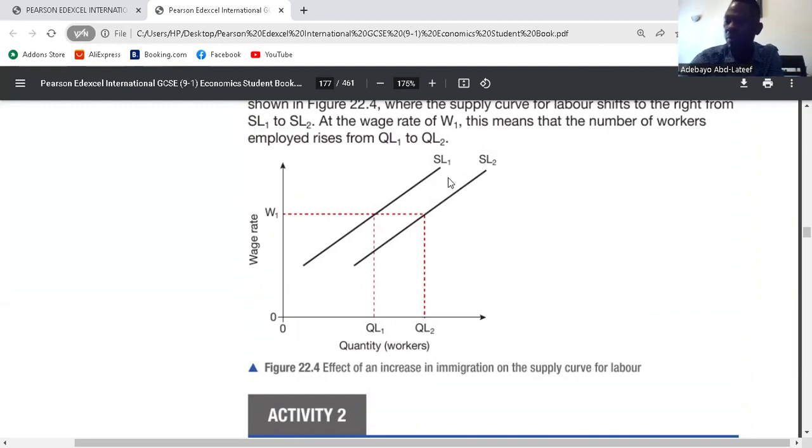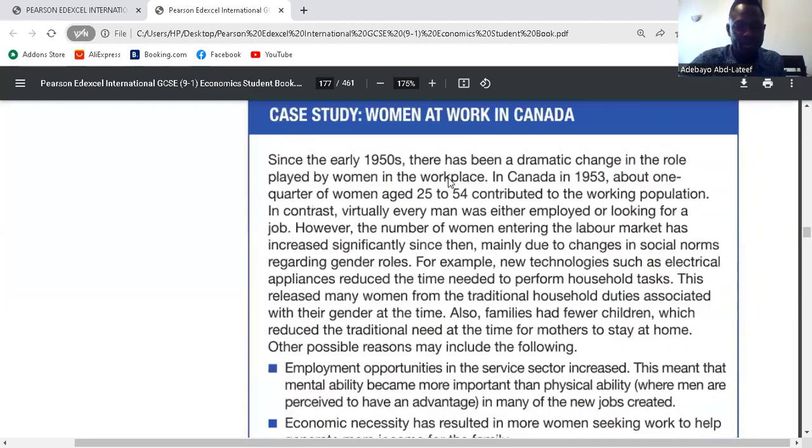Therefore, occupational mobility of labor, we're talking about the ability an individual has to be able to switch from one job to another. Before now, I was a banker. Now I'm a teacher. So there's occupational mobility in my job. You get it? That is the point I'm making. Any question about that?